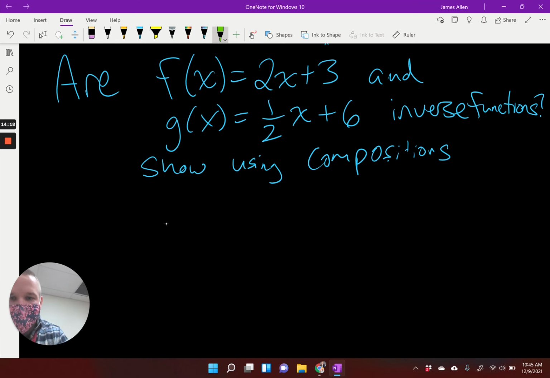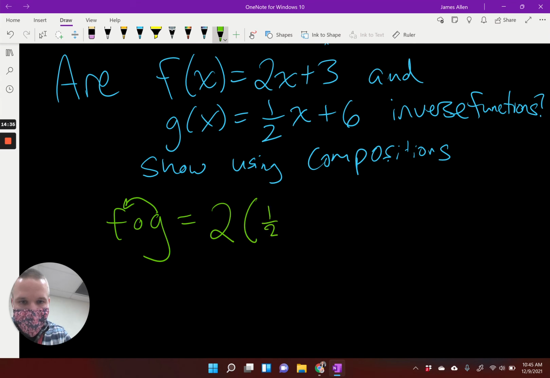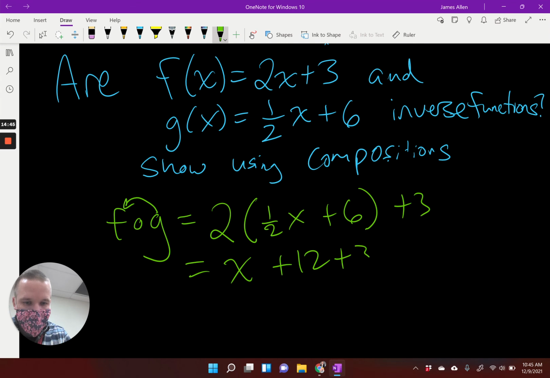I'm going to do f of g. And if that equals x, then I will do g of f. And if they both end up equaling x, then they are inverses. Okay? So let's do that. So I'm going to plug g into f. Okay? So I have 2 parentheses 1/2 x plus 6 plus 3. And now I have x plus 12 plus 3. I have x plus 15. Is that x? No. So these are not inverses of each other.